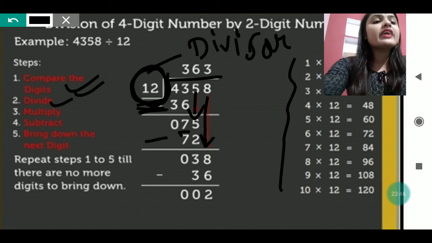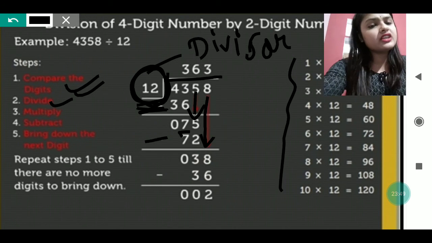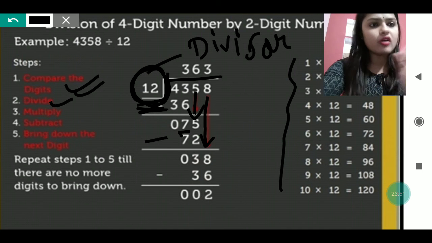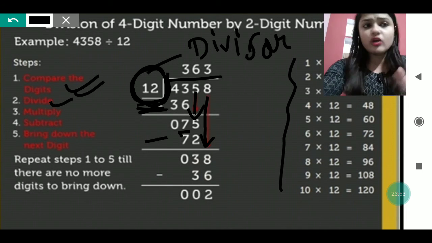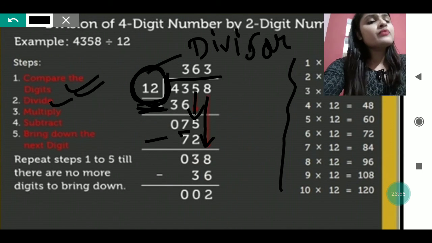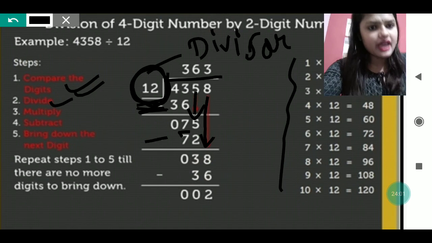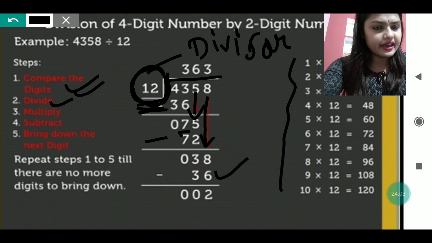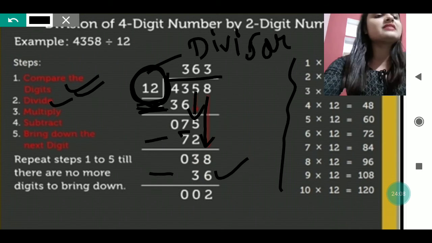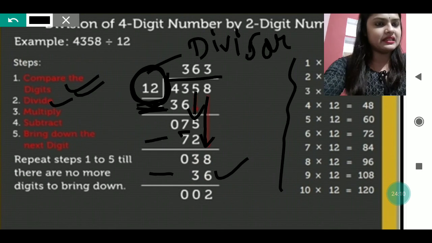Now we have to read the table of 12 up to where we will get either 38 or less than 38. More than 38 we cannot take. When we read the table of 12, 3 times we will get 36. So with 36 we will divide here, and after doing the division, we will subtract. So the minus sign is also compulsory. You have to give the minus sign every time.